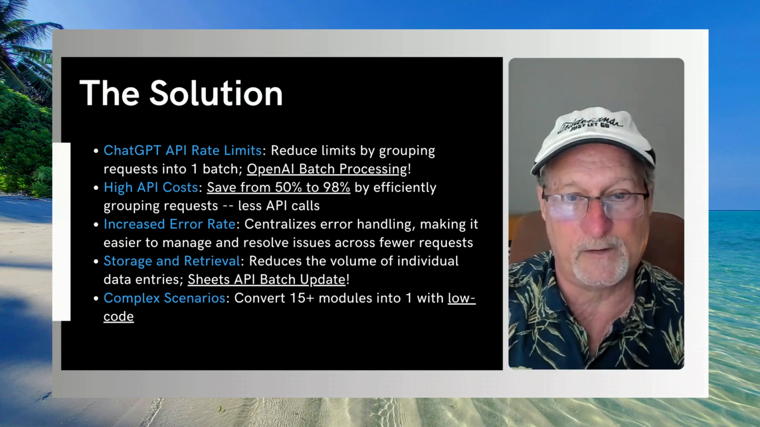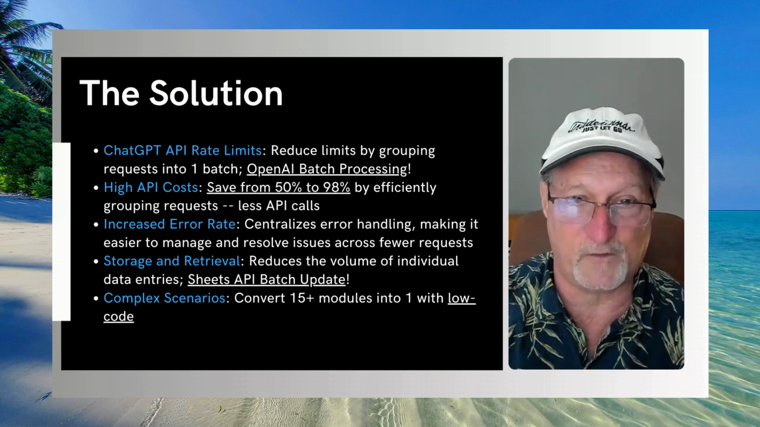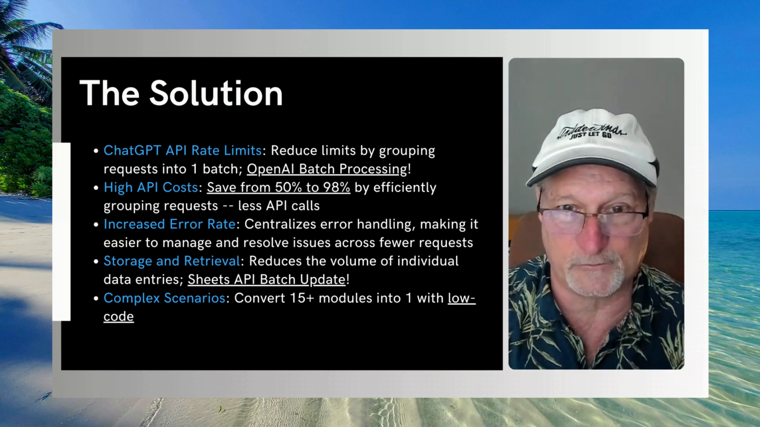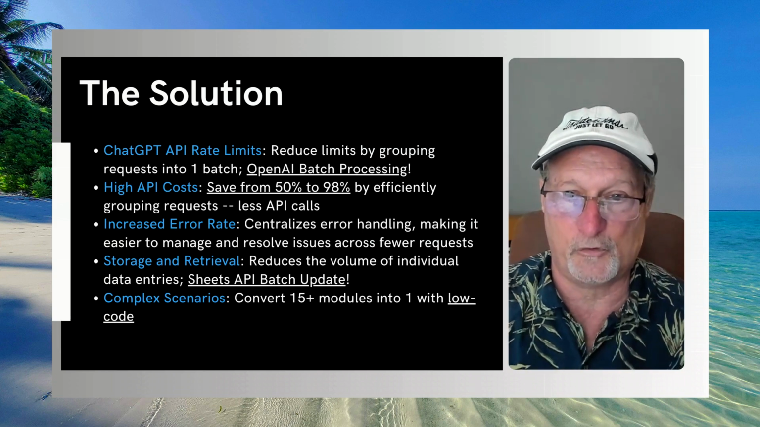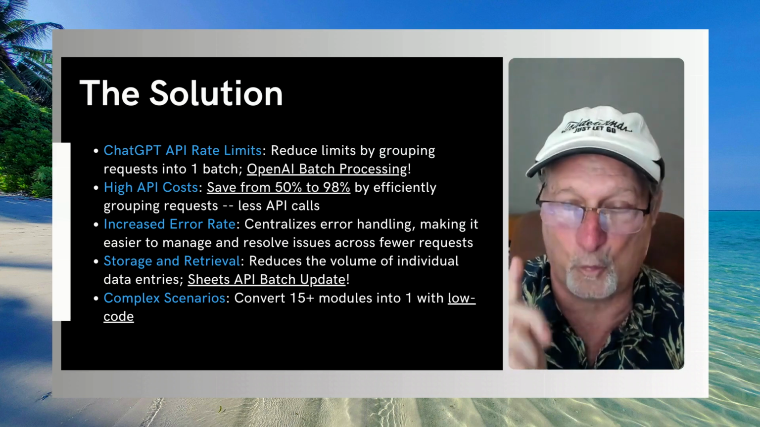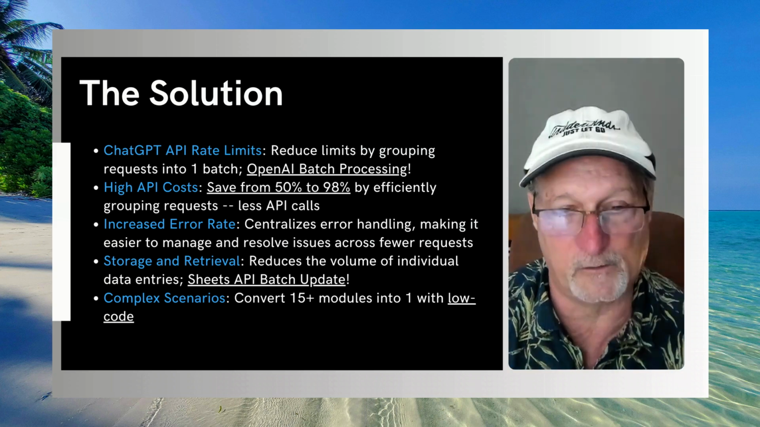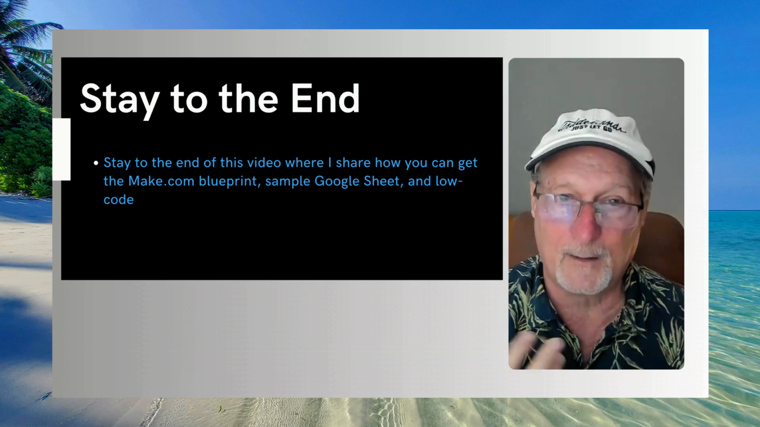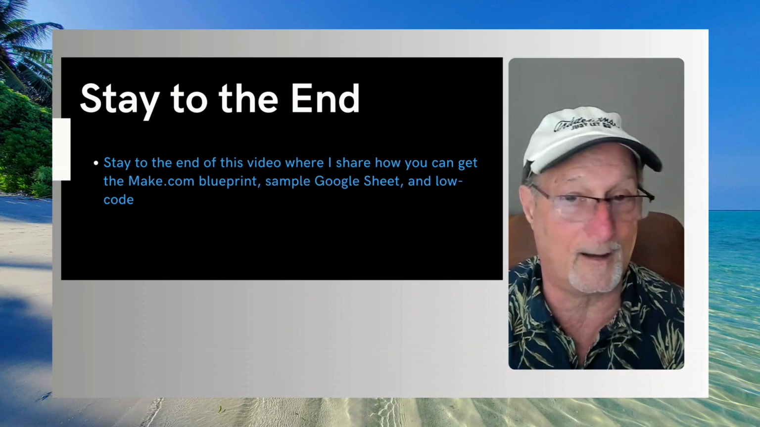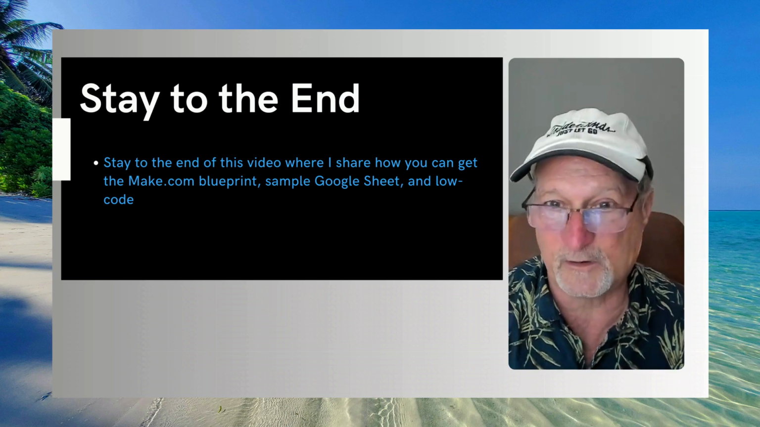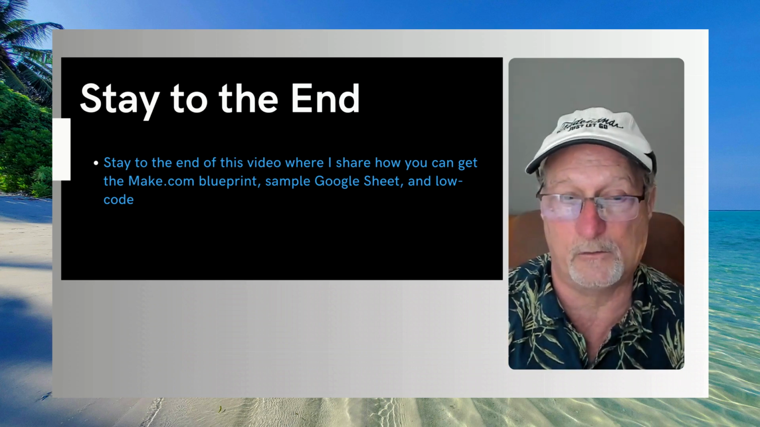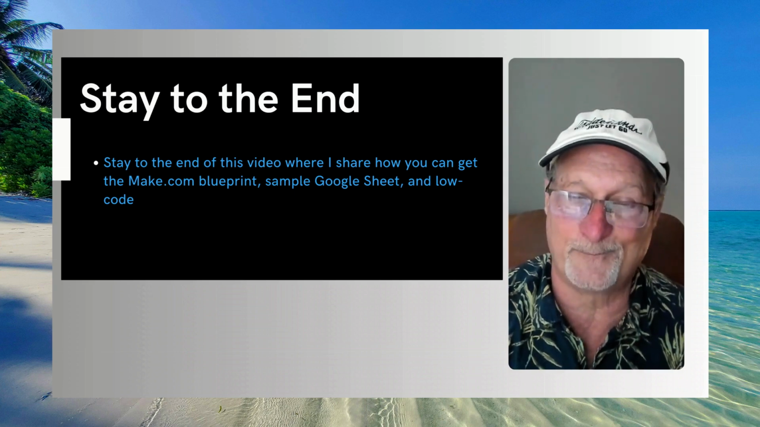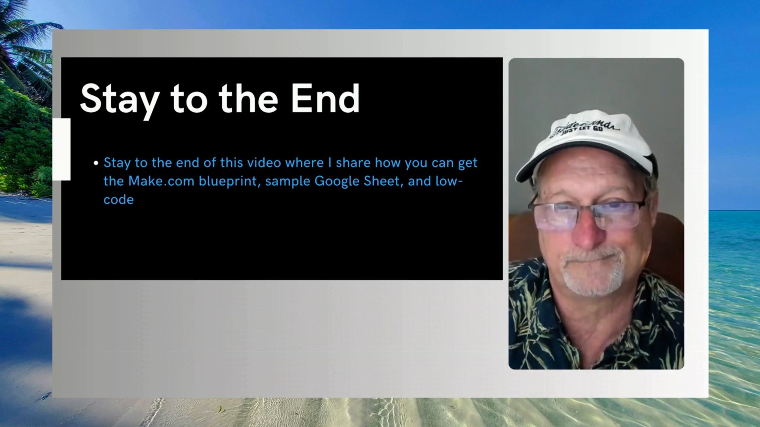Then regarding the complex scenarios, I'm going to take you through the example of what could take, I believe I have in my demo, 18 modules. I'm going to take this opportunity to show you how to use just one module by using something known as low code. And if you stay to the end of this video, I'm going to share with you the make.com blueprint, the sample Google Sheet, and the demo, and the low code being used. Well, if this interests you, and I hope it does because I've worked on this for a while, then let's go ahead and get started.